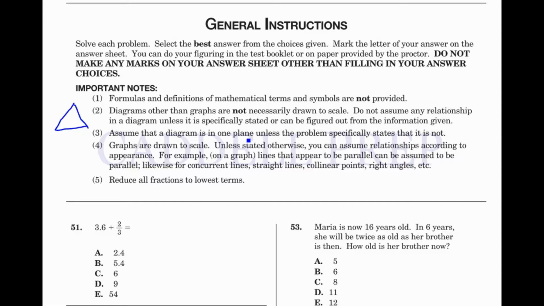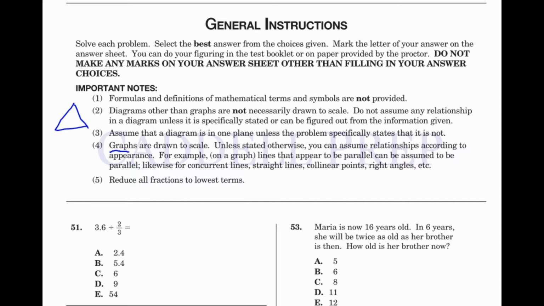Assume that a diagram is on one plane unless the problem specifically states that it is not. So that means two-dimensional. Graphs are drawn to scale. Okay, that's important. Graphs are drawn to scale. Unless stated otherwise, you can assume relationships according to appearance. For example, on a graph, lines that appear to be parallel can be assumed to be parallel. Likewise, for concurrent lines, straight lines, collinear points, right angles, etc. But this is for graphs. Then we want to reduce all fractions to lowest terms.